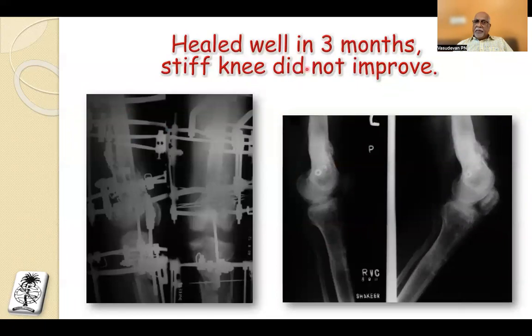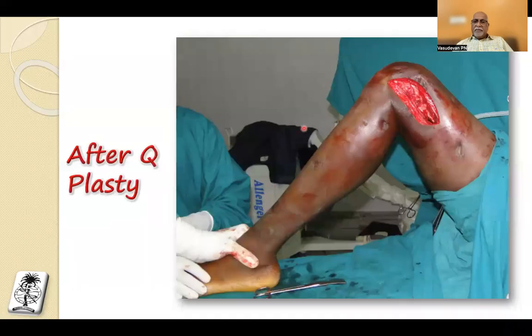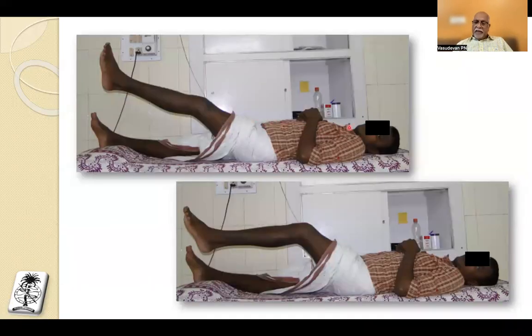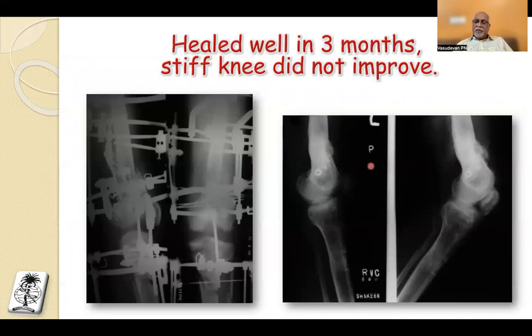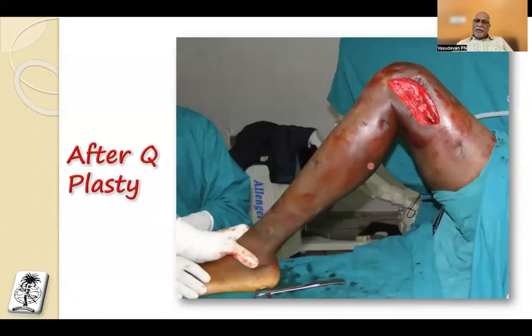It healed well in 3 months' time, but the stiffness did not improve. That was his movement. You can see the range of movement from there to here. In that case again, he had a limb length disparity because of all these things. So he anyway has to have a tibial lengthening, being a young boy. So I was doing a tibial lengthening for him. At that time, I did a Judet quadricepsplasty. I released all the quadriceps and got that much flexion.